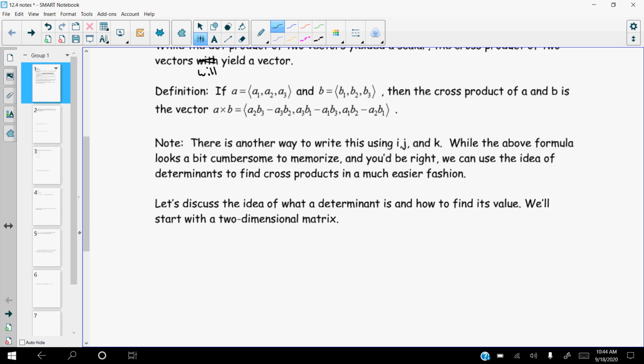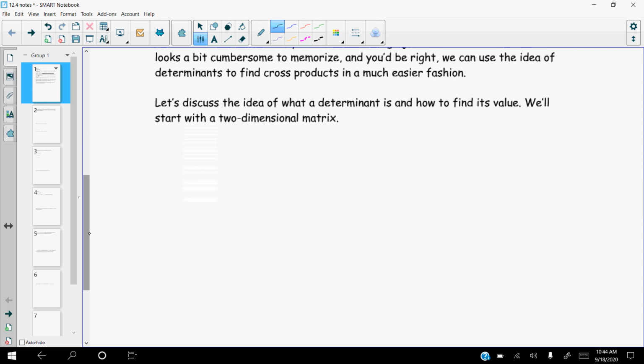So there's another way to write this using I, J, and K. While the above formula looks a bit cumbersome and it is difficult to memorize, we're going to use the idea of a determinant to find the cross product. Much, much easier to do. So the first thing is, let's discuss what a determinant is and how to find its value. A determinant, first of all, is going to be made from a matrix. So we're going to create a two-dimensional matrix and just show the idea of what we're doing.